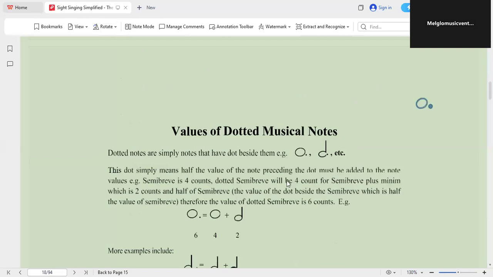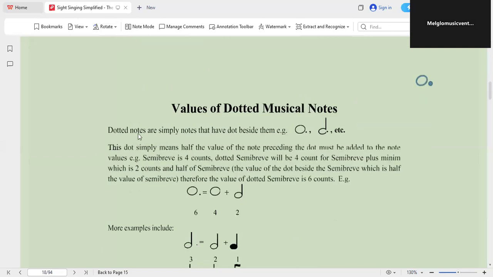So we'll now go to values of dotted musical notes. Dotted notes are simply notes that have dots beside them, e.g., dotted semi-brief, dotted minim. This dot simply means half the value of the note preceding the dot must be added to the note value. E.g., semi-brief is 4 counts. Dotted semi-brief will be 4 counts for the semi-brief plus the minim, which is 2 counts and half of the semi-brief.